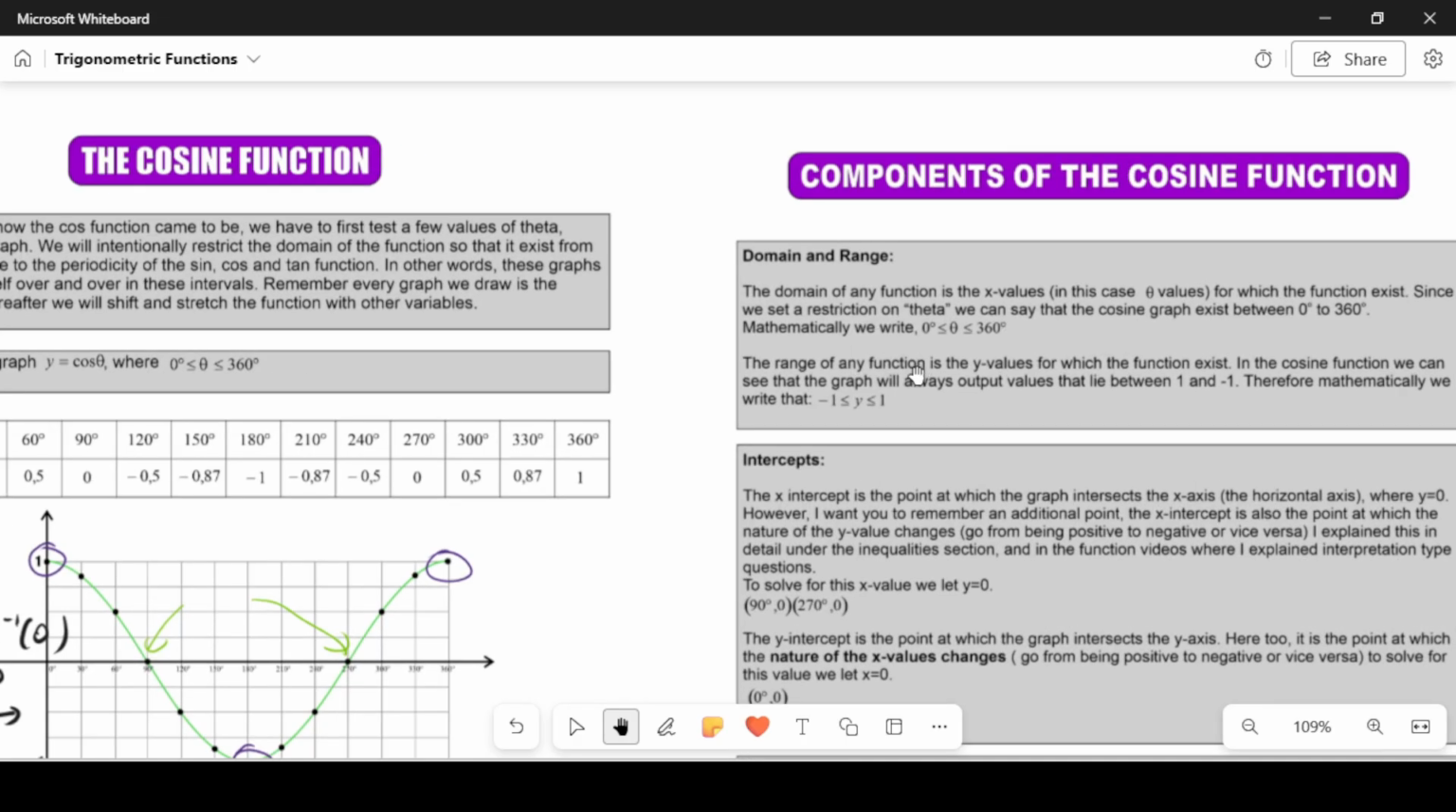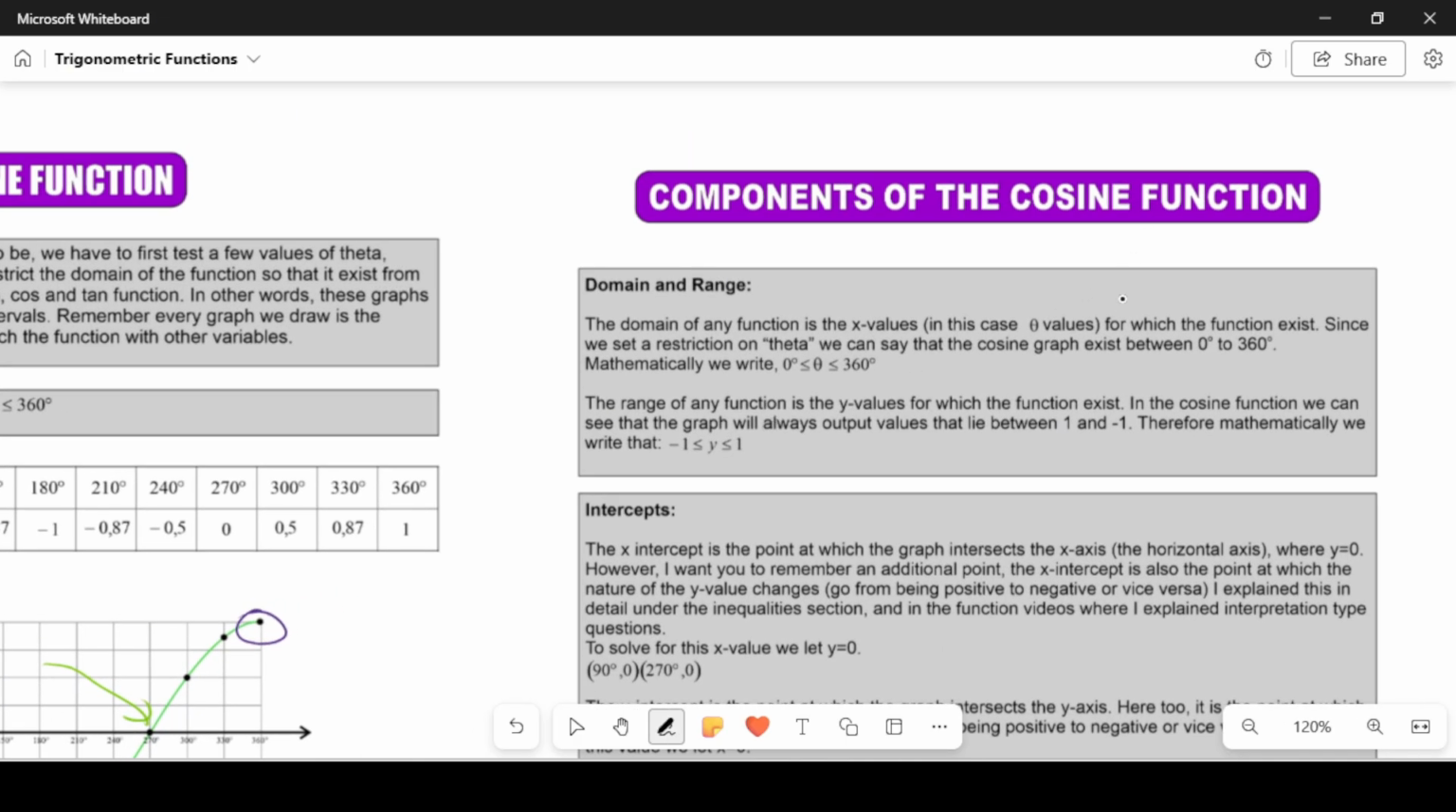The domain and range. The domain of any function is the x values for which the function exists. It's the set of x values for which the function exists. Again, as I said, we intentionally restrict the values of theta that we can input, but there can be infinitely many values that we can use. But we're going to intentionally restrict it because between 0 and 360 degrees is the interval where we get most or all of the information that we need to know about the cos function. So we don't have to have it repeat many times. And so the domain for the cos function will be between 0 and 360 degrees.